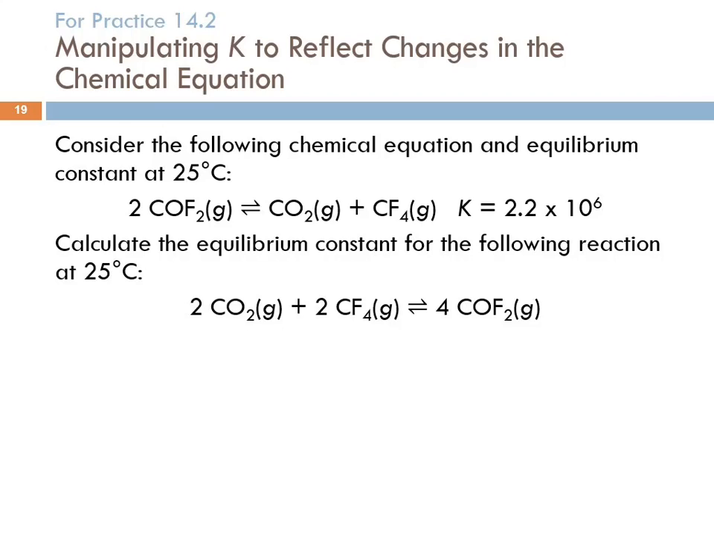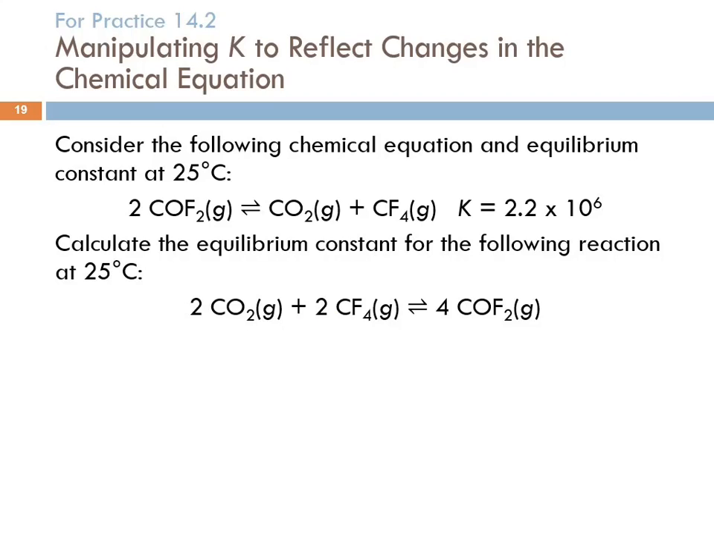First question, does this equilibrium constant tell us that the products are favored or the reactants? The products. K is a large number, 2.2 million, much larger than 1, which tells us there's a lot more products than reactants at equilibrium. So now it says calculate the equilibrium constant for the following reaction at 25 degrees Celsius. So we need to look at this carefully.